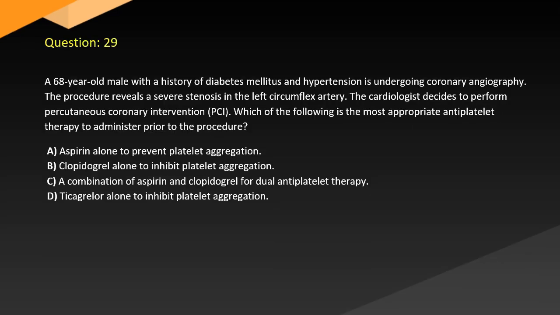Question 29. A 68-year-old male with a history of diabetes mellitus and hypertension is undergoing coronary angiography. The procedure reveals a severe stenosis in the left circumflex artery. The cardiologist decides to perform percutaneous coronary intervention (PCI). Which of the following is the most appropriate antiplatelet therapy to administer prior to the procedure? A. Aspirin alone to prevent platelet aggregation. B. Clopidogrel alone to inhibit platelet aggregation. C. A combination of aspirin and clopidogrel for dual antiplatelet therapy. D. Ticagrelor alone to inhibit platelet aggregation.